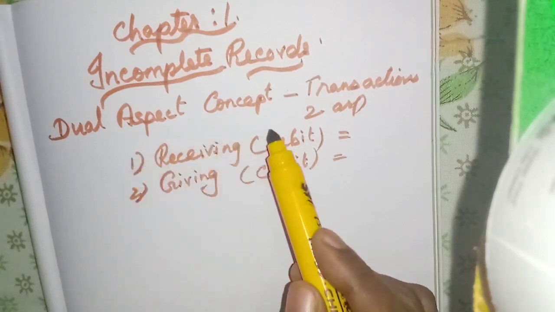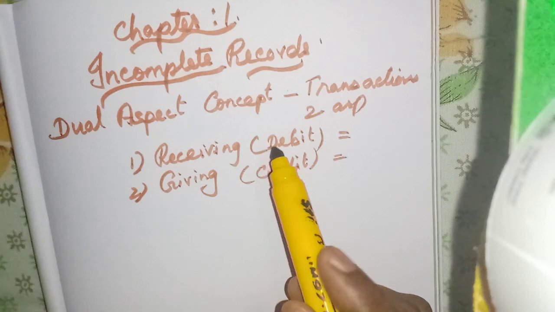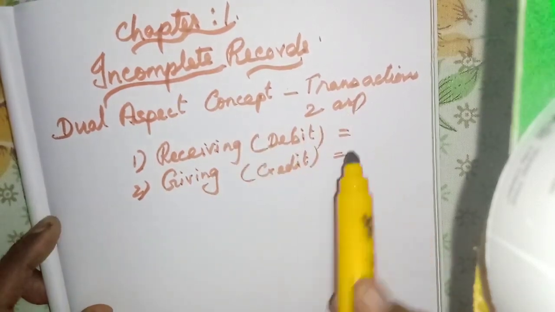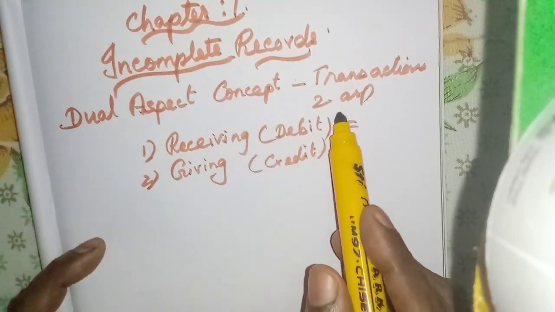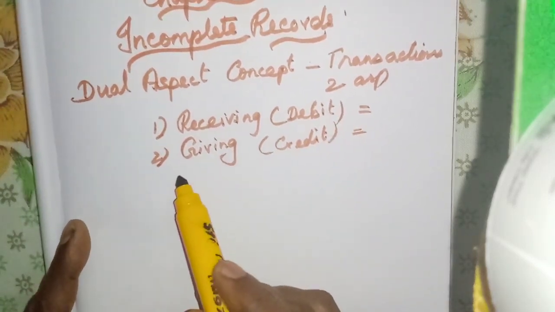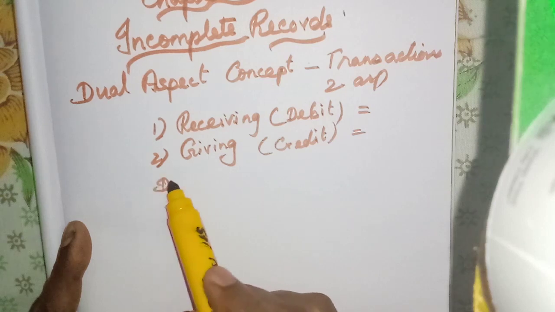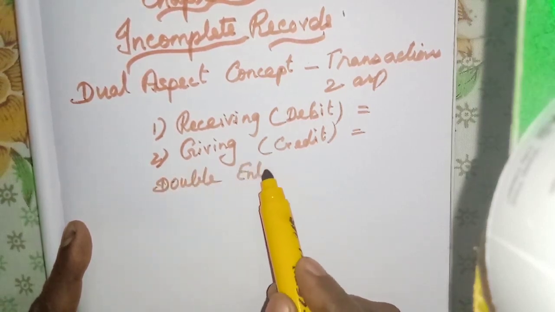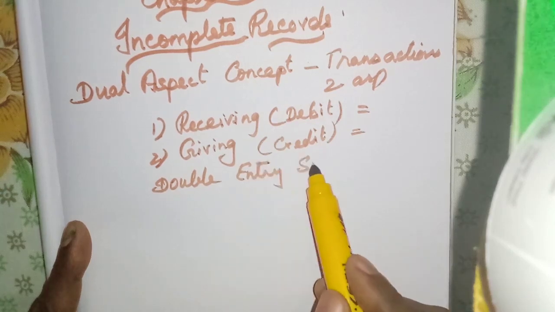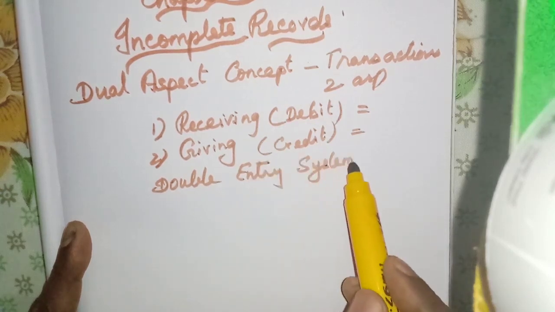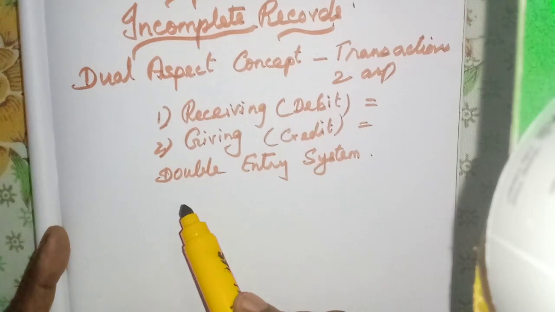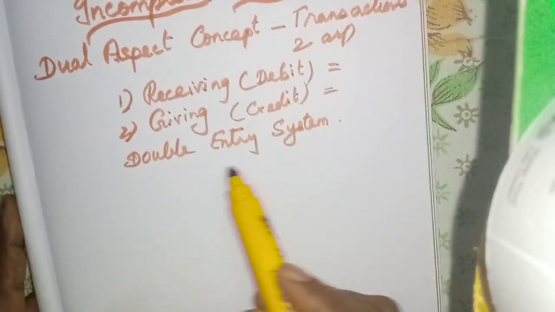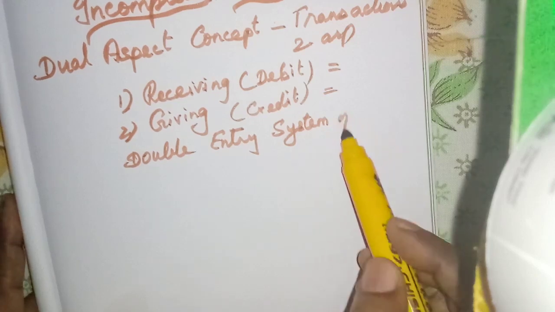The dual aspect concept. So here, what is the meaning? For every transaction there will be two aspects, and these two aspects will be recorded. That is called the double entry system. We will enter the debit, and the equivalent credit will also be entered in the books of accounts. That is called the double entry system of bookkeeping.